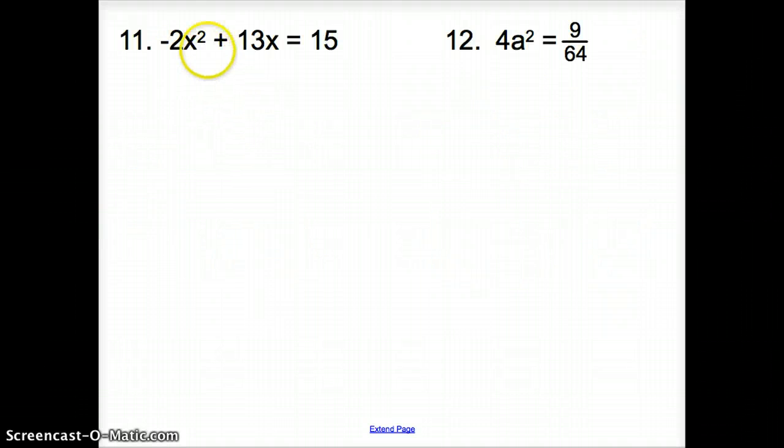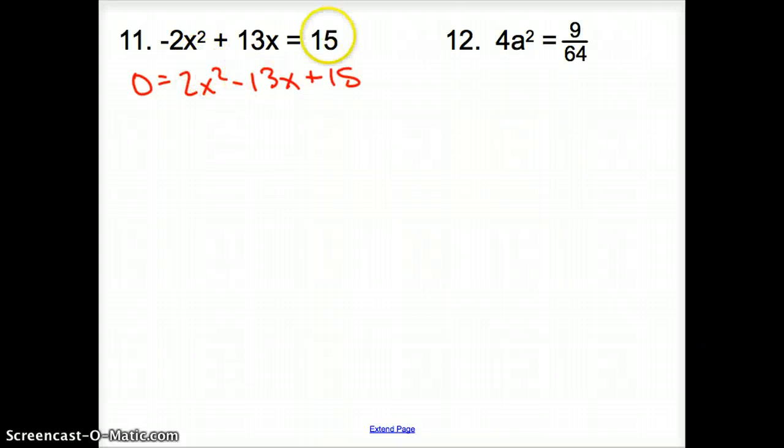Hang in there. 11. Now again, it equals a number over here with 2 variables. What can we do? Well, I'm going to say a little trick here. Because this is a negative 2x squared, I'm going to add this guy over here and this guy over here to get 0 equals a positive 2x squared minus 13x plus 15. Right? I moved them to this side.